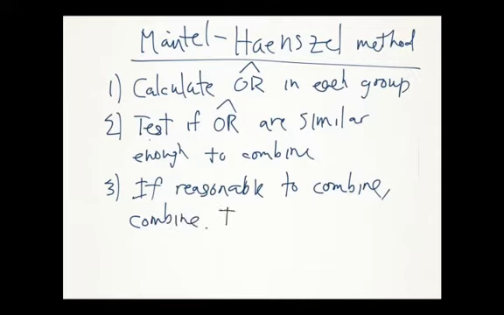If it's not reasonable to combine, in other words, if they contain different information, there's a different relationship for the older people versus the younger people, then we report individual odds ratios. So that's our basic approach here.